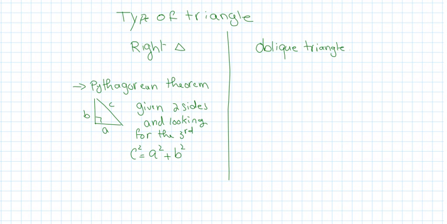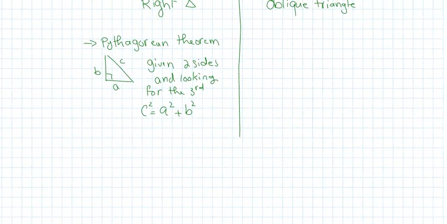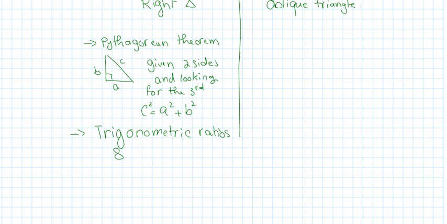The other sets of formulas you can call your trig ratios. Trigonometric ratio, which is every time I ask you what are your trig ratios, you go blank. Because you like to hear SOHCAHTOA. In the case of SOHCAHTOA or the trig ratios, you need to be given at least either two sides and you're looking for an angle, or an angle and a side, you're looking for another side.